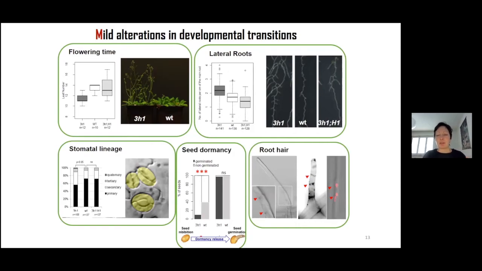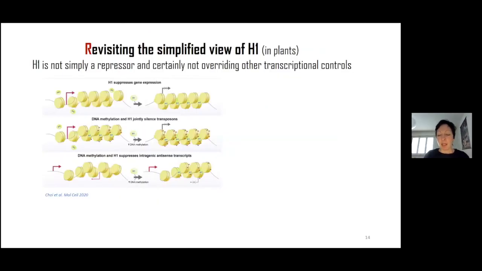So collectively, this told us that the plants are doing fine, globally speaking. But when you look at subtle developmental transitions, they don't seem to be very robustly regulated in the absence of H1. So altogether, with what I have shown you about the chromatin phenotype and about the plant phenotypes, especially at the level of transition, I would like to invite you to revisit an oversimplified view that we have about linker histones in plants, or in animals in general. But in plants, I think it's quite clear. In textbooks, we often read about H1 as a repressor, as a stiffener of the chromatin fiber and a repressor of gene expression.